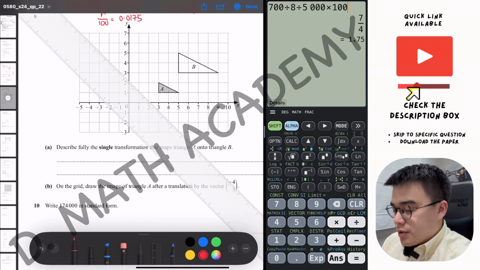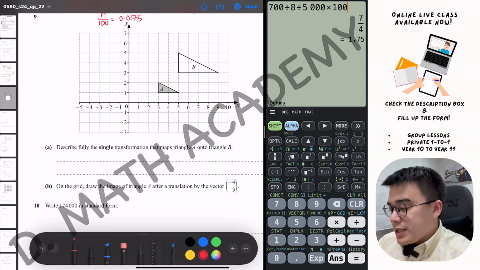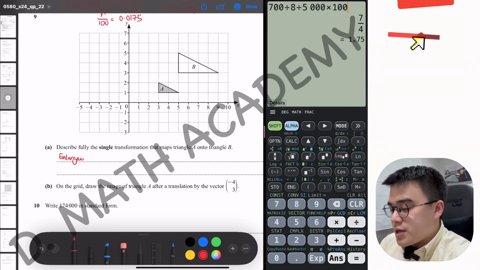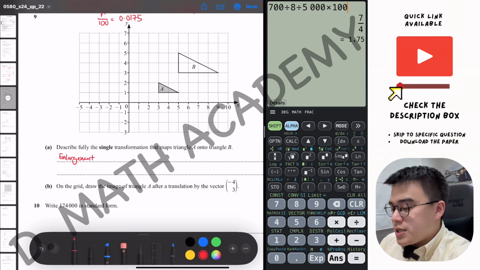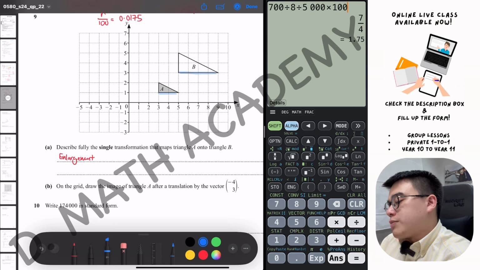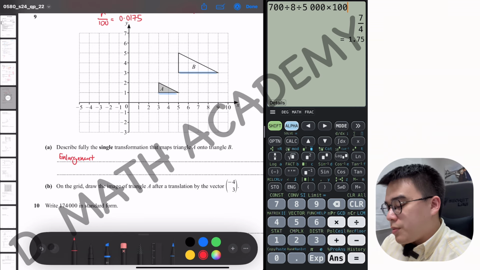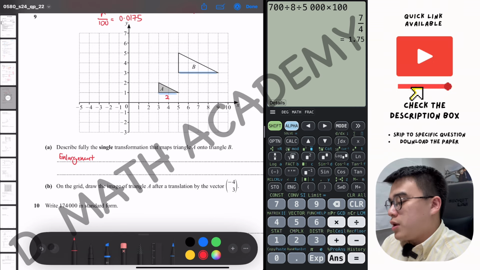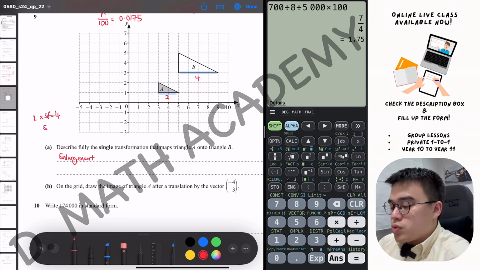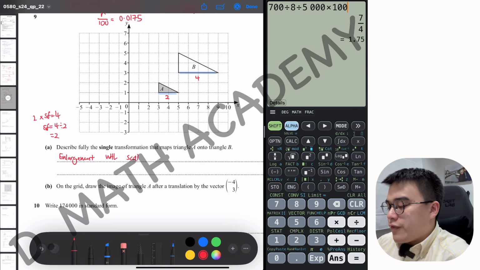Question 9. So single transformation A onto B. This is clearly an enlargement. So I'm going to write down enlargement first to help me secure the first mark. Then the next thing is tracing the scale factor. Normally I will only check from the vertical line or horizontal line. So I've chosen this blue part here where I trace from 2, it was amplified into 4, making the scale factor 2. So SF is actually 4 divided by 2 equals 2.